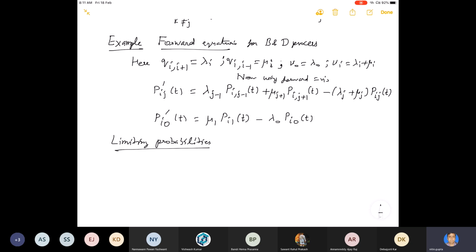Or steady state probabilities. So the probabilities that a continuous time Markov chain will be in state J at time t often converges to a limiting value which is independent of the initial state.